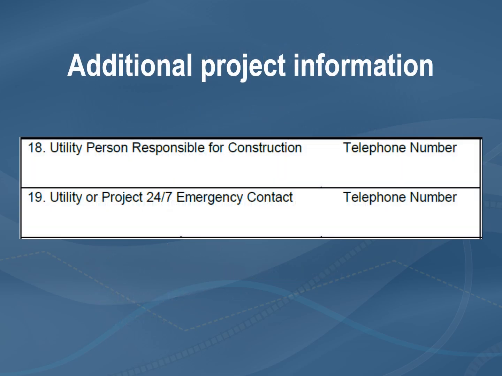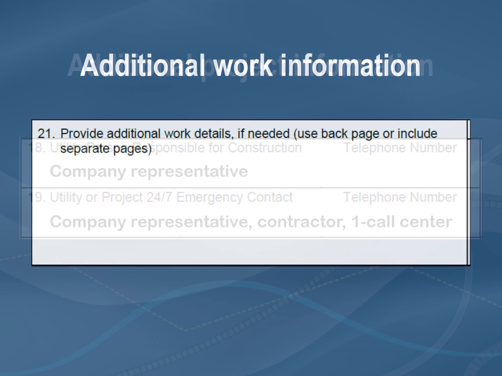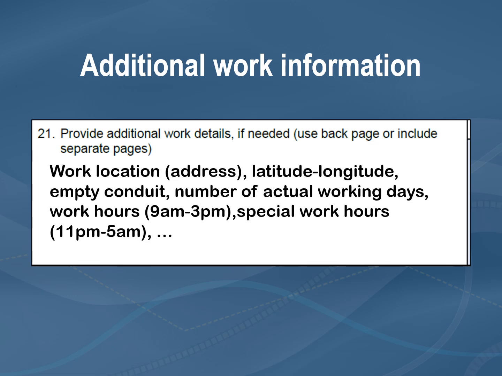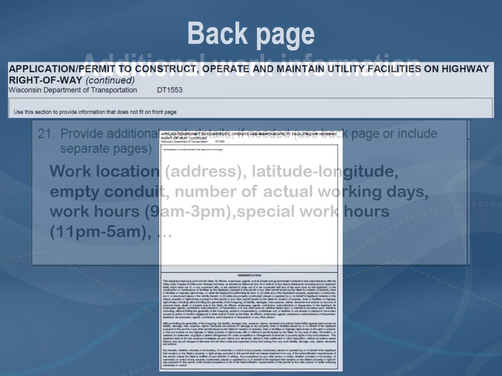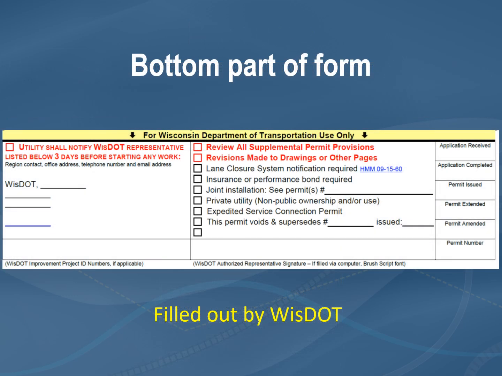And then let us know who is the utility person responsible for construction, in case something happens, we can get a hold of you. And then, like I said, there's a small box for additional work, but if you need to use that second page, feel free to go ahead and use it. And the bottom of the form is where WisDOT personnel will fill it out, sign it, and approve it.